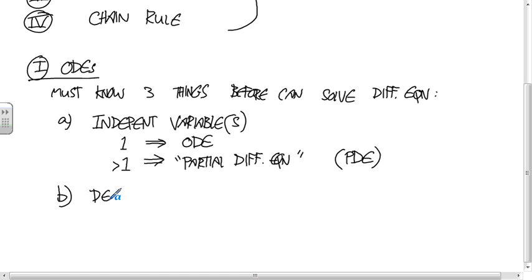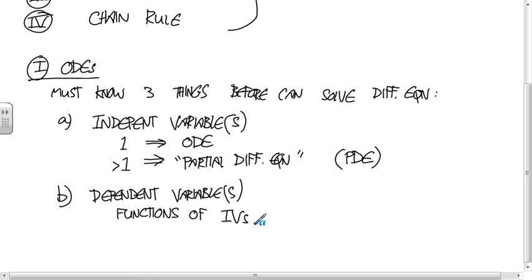Next, you have to identify the dependent variables. And these dependent variables are always functions of the independent variables. So for example, if your dependent variable is x and your independent variable is t, then what you're trying to solve for in the differential equation is the function x of t. Unlike the independent variables, something isn't an ODE or a PDE based on the number of dependent variables. So you could have an ODE that you're solving for 3 or more different dependent variables, 3 or more different functions. The only thing that defines ODE versus PDE is the number of independent variables.